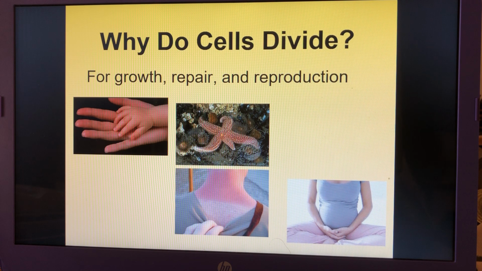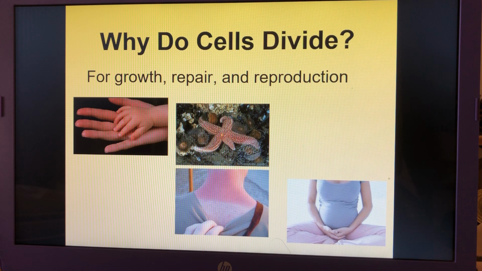Why do cells need to divide, or why do we need cells to divide? Well, we need them for growth. If your cells didn't divide, you would stay the same size and you never would grow. You are not the same size, more than likely, than what you were last year or 2 years ago. You have probably grown some, and you will continue to grow throughout the years until you reach your full growth potential.